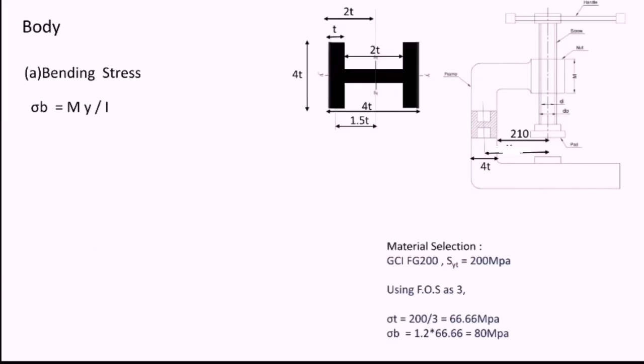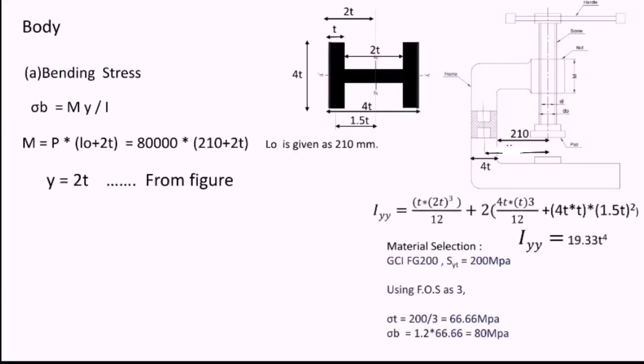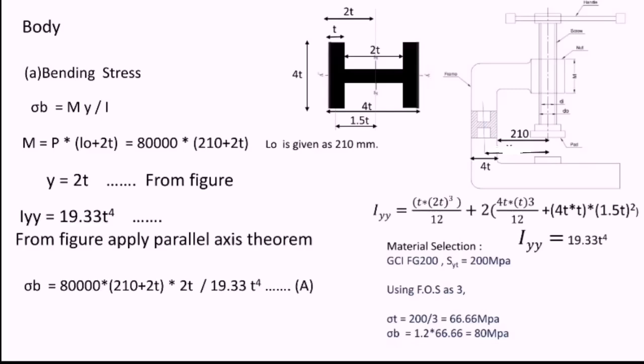Iyy is the moment of inertia of the section about the y axis. Iyy has been found out for the particular section on the right hand side. I got the value of Iyy as 19.33 t raised to 4. On substituting all the values, I will get sigma b as 80,000 multiplied by (210 plus 2t) multiplied by 2t divided by 19.33 t raised to 4. Let this be equation A.